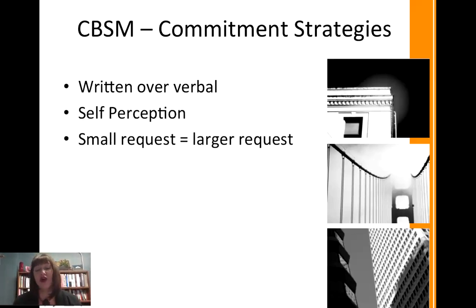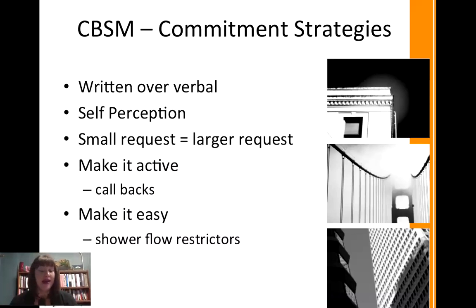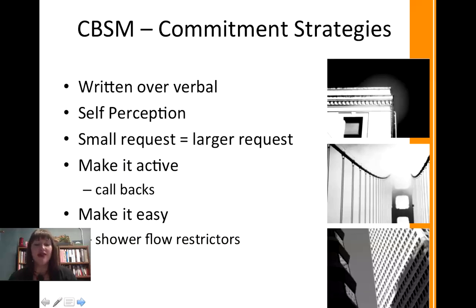Do they want to be perceived as someone who does the behavior that you want to change? So seeking that self-perception is really important. And that small request can hopefully become a larger request later. So asking them to make a small commitment for the next 2 months, for the next crop season, is important for them to then move forward with making that a lifetime change. Make it active. Call them back. Be involved. Certainly that should be a part of your strategy as you build that there have to be some checks. And possibly you're going to use your extension agents to be able to create those checks and create those incentives and check in on people and see how they're doing. And make it easy for them. The shower flow restrictors that your book talks about, they were too complicated. It wasn't easy for people to use.